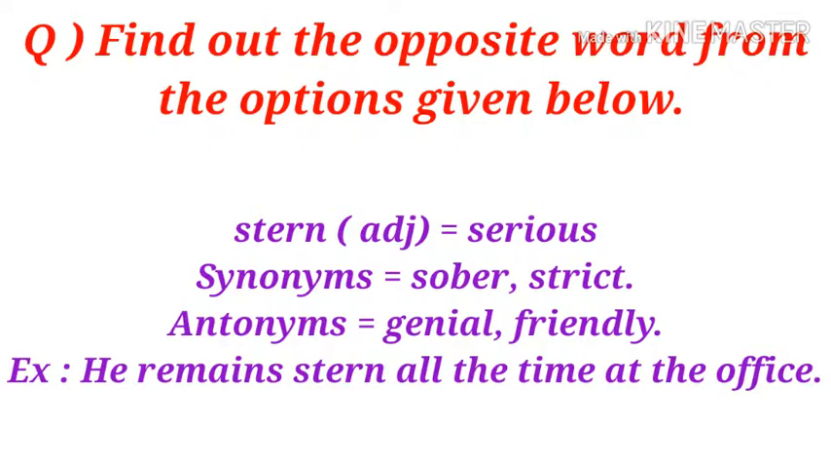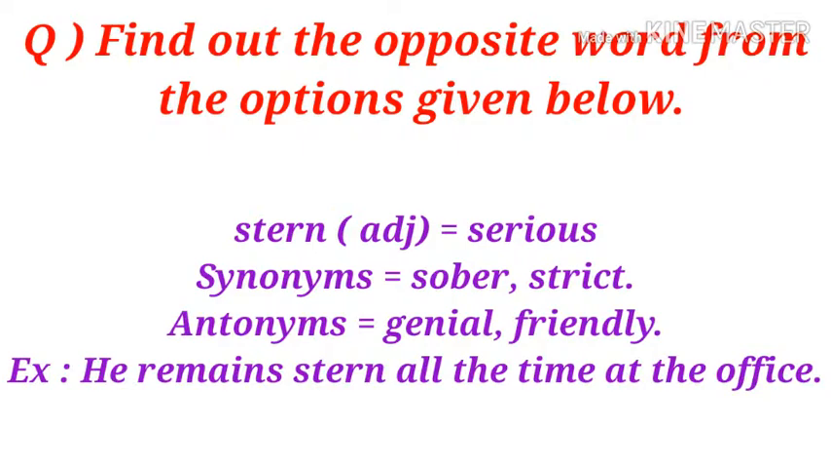They can't mix with people very easily. So this is known as stern or serious. Its meaning is serious. Its synonyms are sober, strict. Its antonyms are genial and friendly. So a stern person cannot be friendly with a person easily. It takes a lot of time.